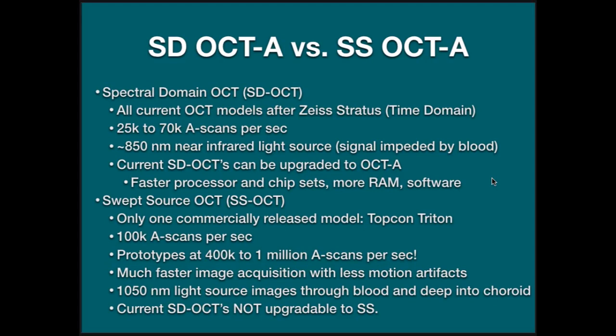Another important thing, it uses a much longer wavelength of light source at 1050 nanometers, which is able to project through the blood and the blood vessels and the RPE down into the choroid with much greater resolution. Problem is, you cannot upgrade your spectral domain OCT into a swept source OCT. You'd have to sell that model and then buy a totally new model. At the moment, the only model that's commercially available is the Topcon Triton, which is an excellent, excellent model, but again, not upgradable from your current OCT.